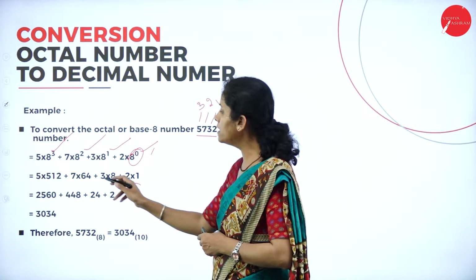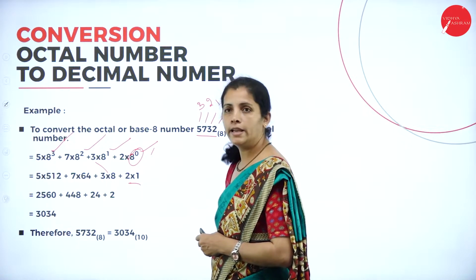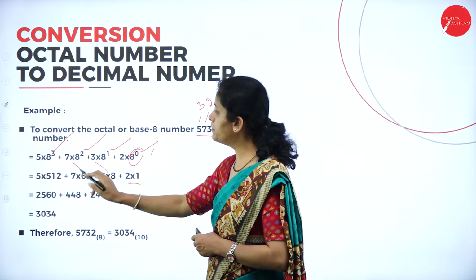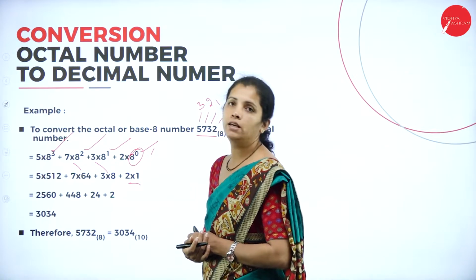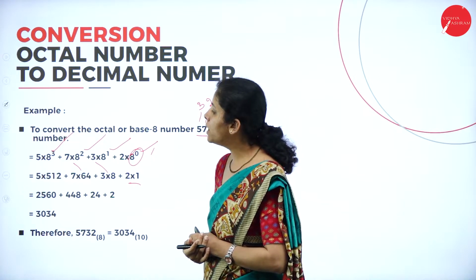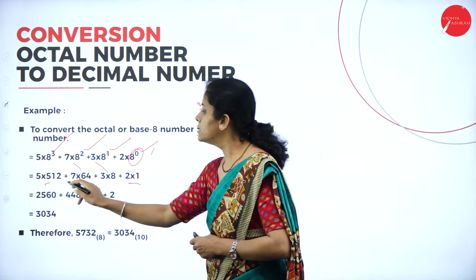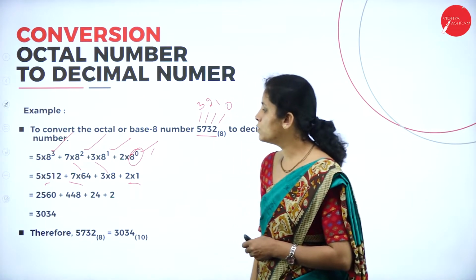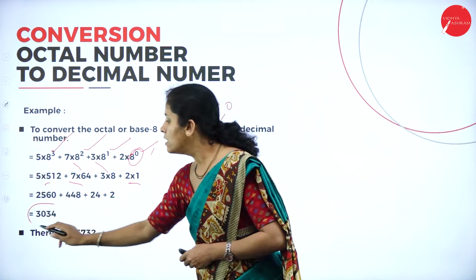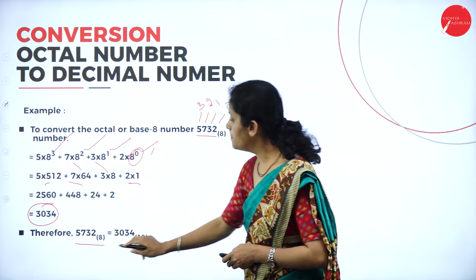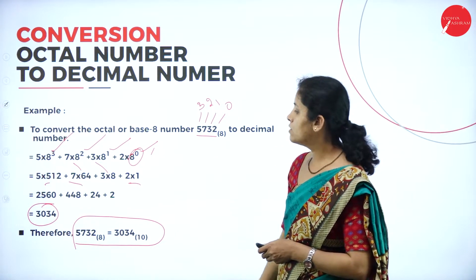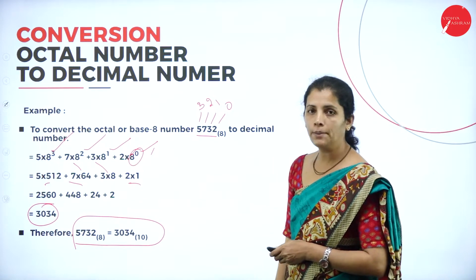So 2 into 1, here 3 into 8, it is 64. Then 8 into 8 into 8, it is 512 into 5. It is 7 into 64. So I'm going to get the result 3034. So this is the decimal representation of the given octal number.